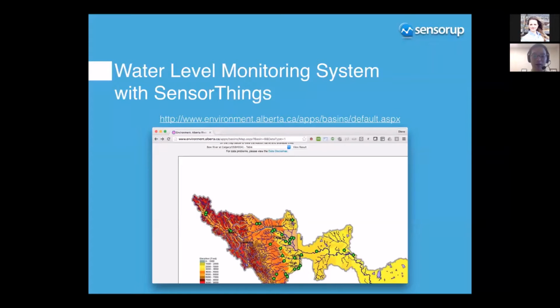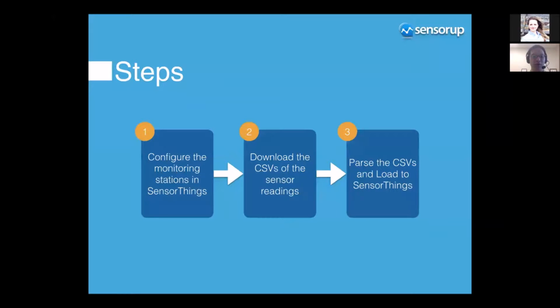Okay, but that's today's example. So these are the 3 steps. The first one is you need to configure the monitoring stations in SensorThings. That means the metadata. What is the sensor? What's the phenomenon you're observing? So the relatively static information. By the way, that information is not necessarily in the CSV files. In many cases, when you do environmental monitoring, the CSV files don't even have the location of the sensor. So it's a great thing that we manage that in SensorThings in one place, allowing you to have the metadata as well as the readings. The second step is to download a CSV. And the third step is to parse the CSV and load it to SensorThings.